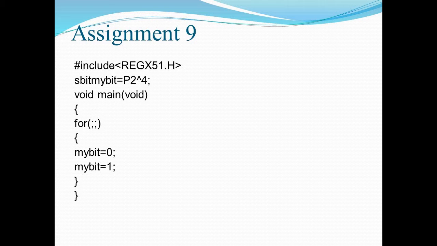At first we are giving mybit = 0, and in the second line we are saying mybit = 1. Whenever mybit is 0, the LED will be off, and whenever mybit is 1, the LED will be on, and this loop will be executed forever.